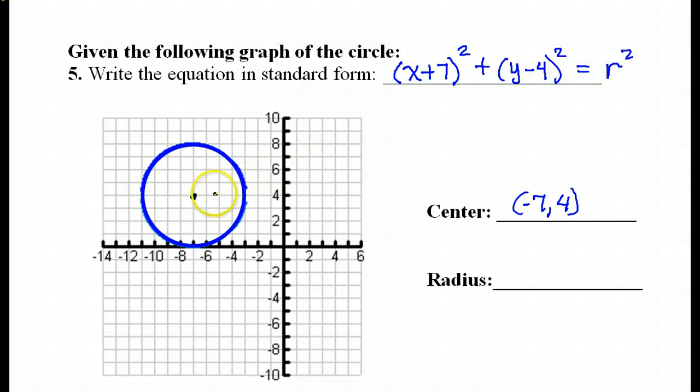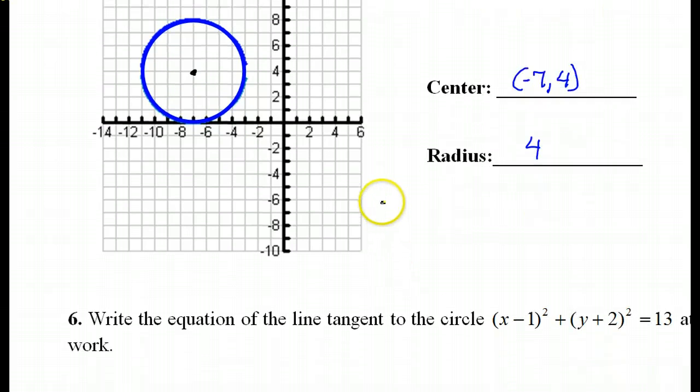So we just need to find out what the radius is. Of course, we can just count. 1, 2, 3, 4. So the radius is 4. Since the radius is 4, 4 squared is 16. So this would be 16. And that's it for number 5.